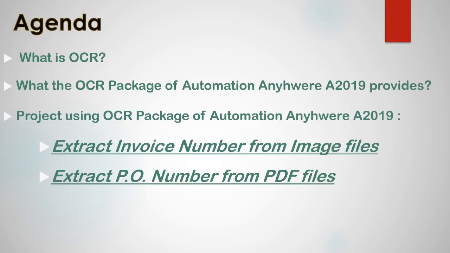So the agenda for today's session is: we will learn what OCR is and what the OCR package of Automation Anywhere A2019 provides. Then we will create a project using the OCR package to extract an invoice number from image files and to extract a PO number from PDF files. So let's get started by understanding OCR.